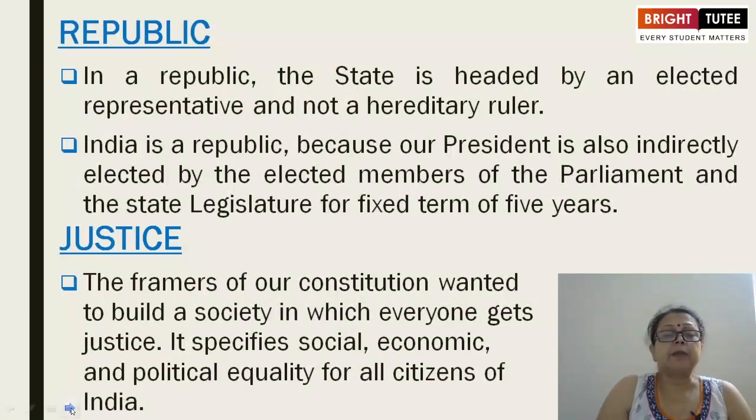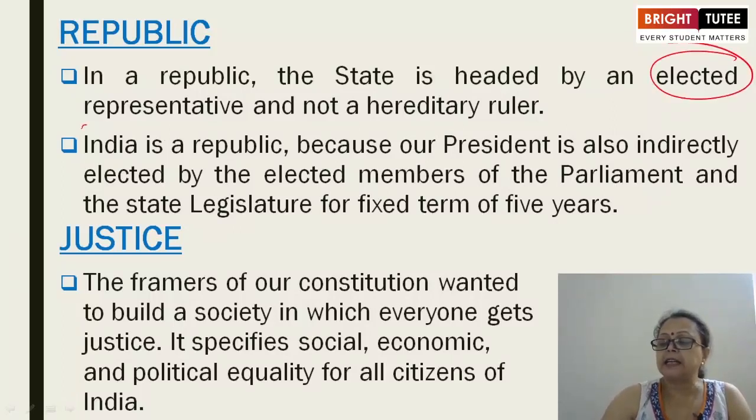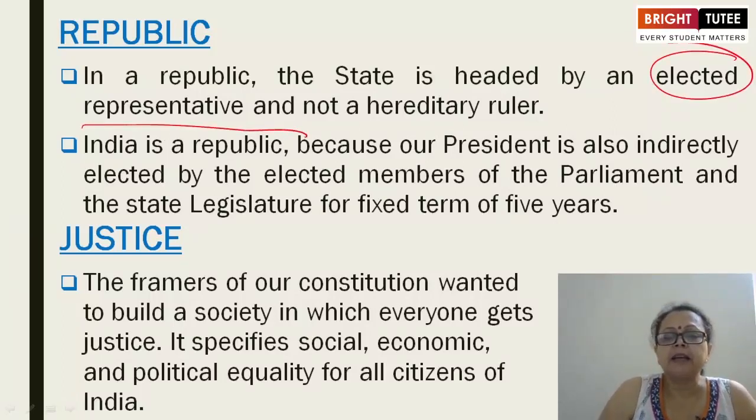Then it comes about republic. Republic means that the state is headed by an elected representative. What it says? Elected representatives, not by a hereditary ruler. India is a republic because our president is also indirectly elected by the members of the parliament.